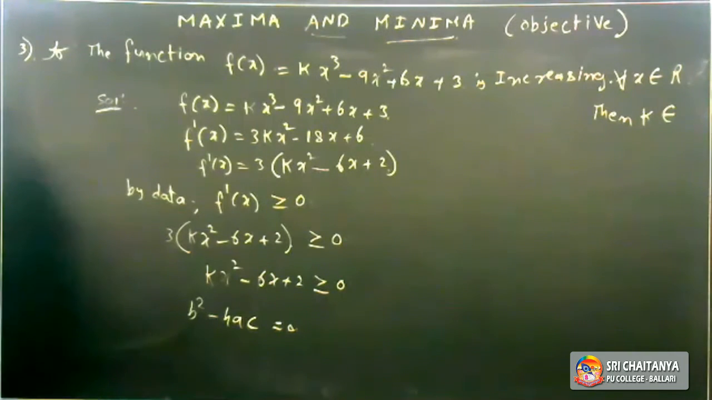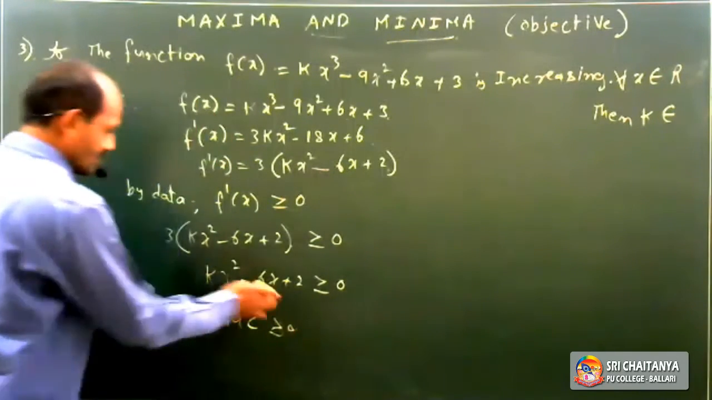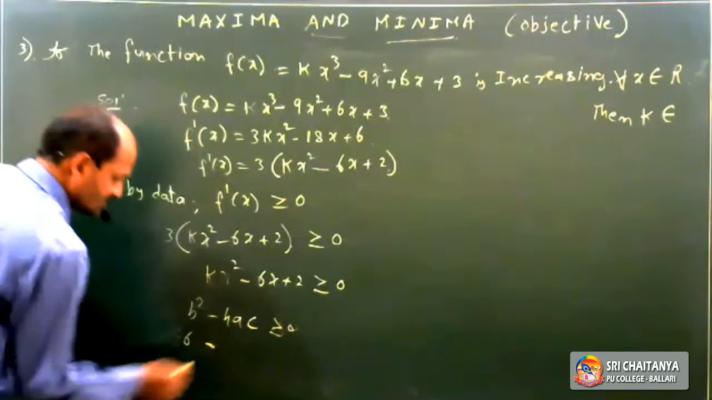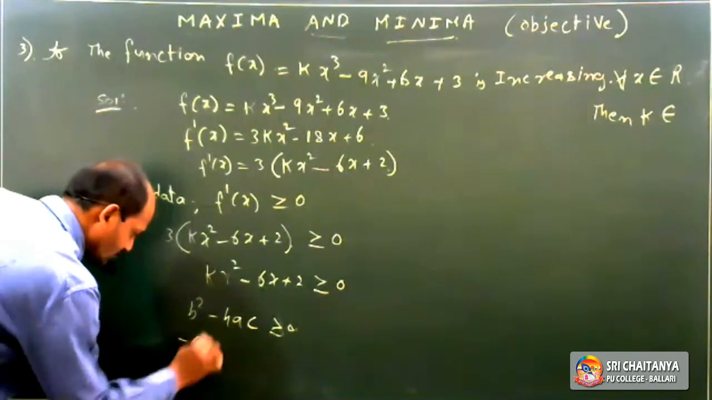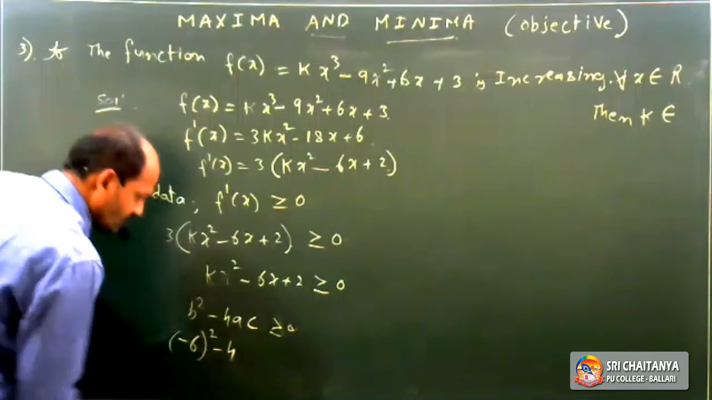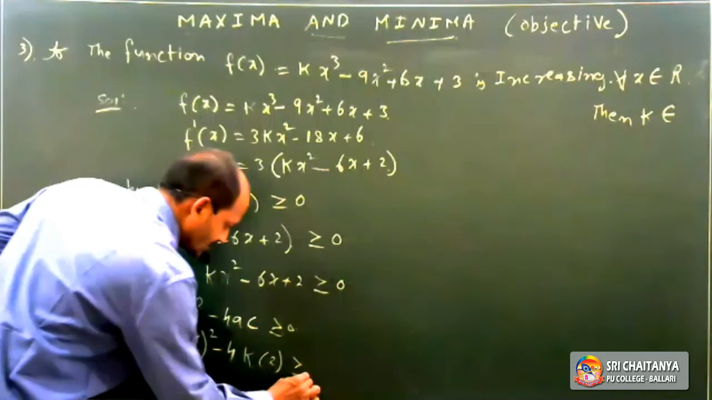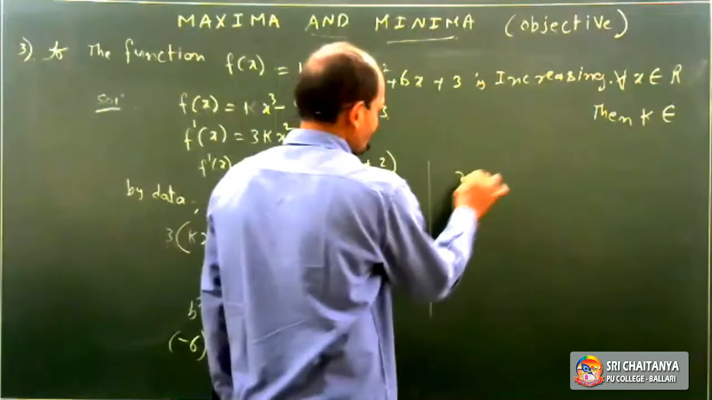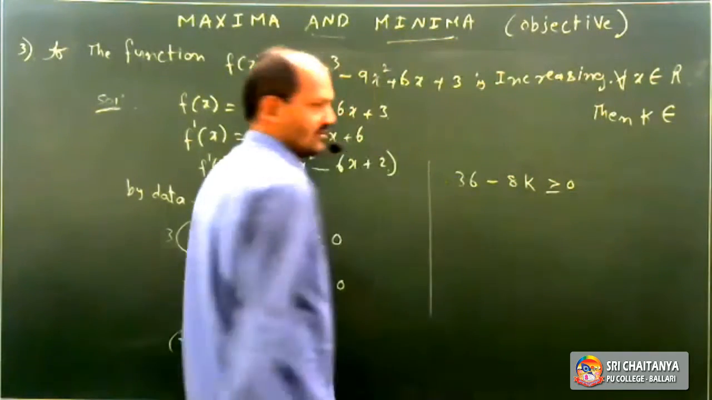b square minus 4ac is greater than or equal to 0. That means 36, b value minus 6, so minus 6 whole square minus 4, a value k and c value 2 is greater than or equal to 0. It is 36 minus 8k is greater than or equal to 0.